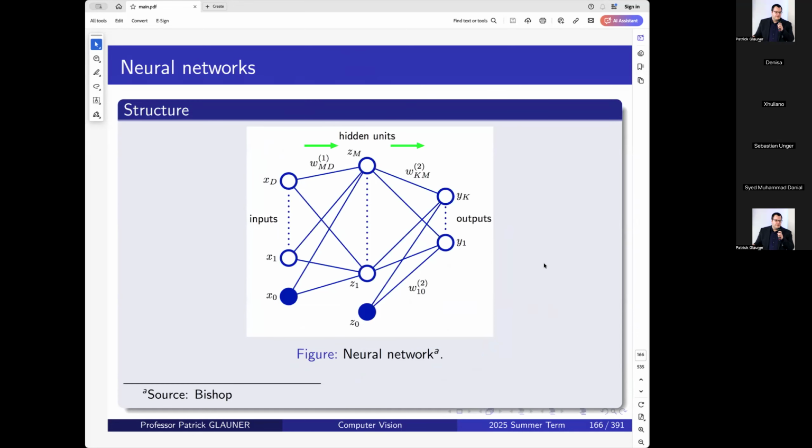But first of all, we will look into very simple neural networks. We'll see what they are useful for. And then step by step, we will build more complex neural networks for vision.